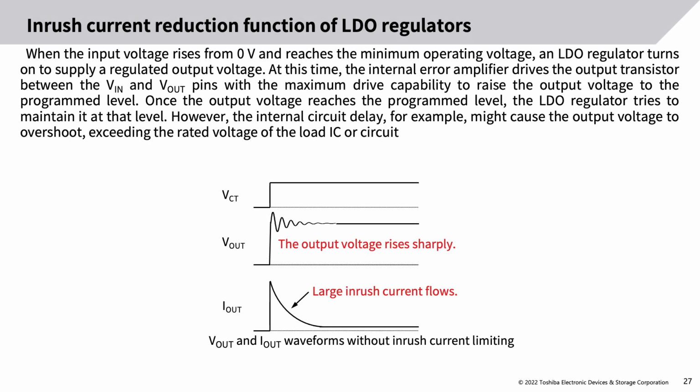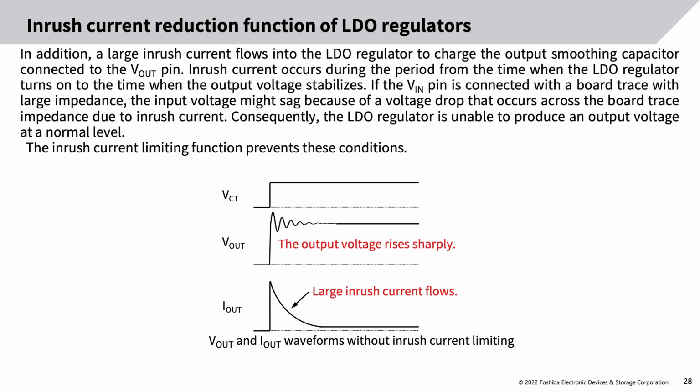Inrush current reduction function of LDO regulators. When the input voltage rises from 0 volts and reaches the minimum operating voltage, an LDO regulator turns on to supply regulated output voltage. At this time, the internal error amplifier drives the output transistor between the V-in and V-out pins with the maximum drive capability to raise the output voltage to the programmed level. Once the output voltage reaches the programmed level, the LDO regulator tries to maintain it at that level. However, the internal circuit delay, for example, might cause the output voltage to overshoot, exceeding the rated voltage of the load IC or circuit. In addition, a large inrush current flows into the LDO regulator to charge the output smoothing capacitor connected to the V-out pin.